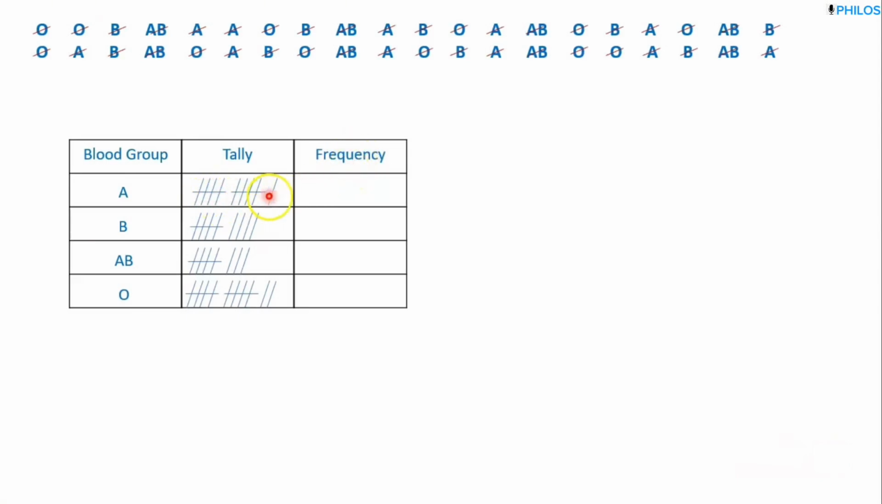So we are going to count this tally. When you count this, it is 5, 5, 10, 11. So it means the frequency is 11. This is 5, this is 4. So that's 9. So the frequency for this is 9.